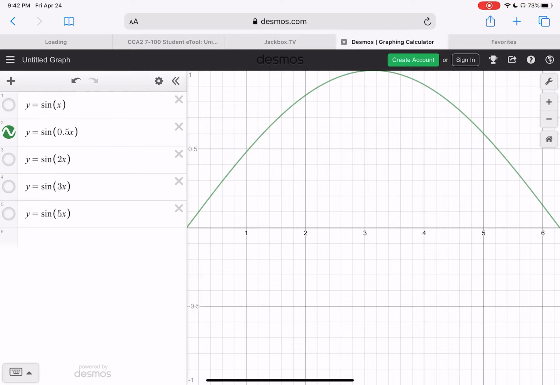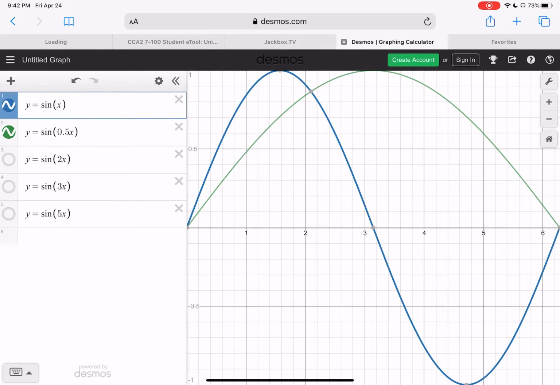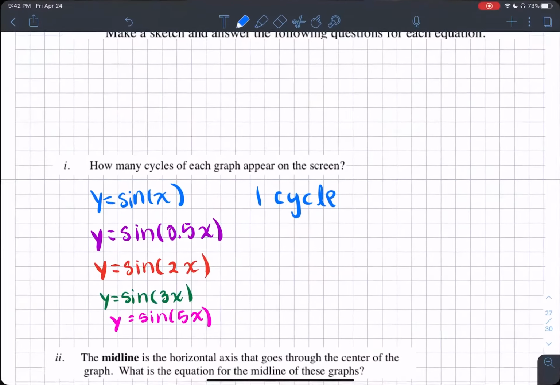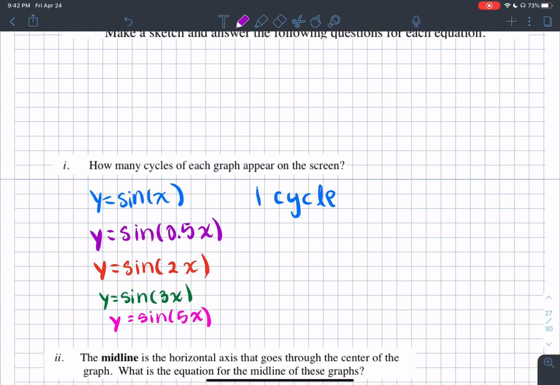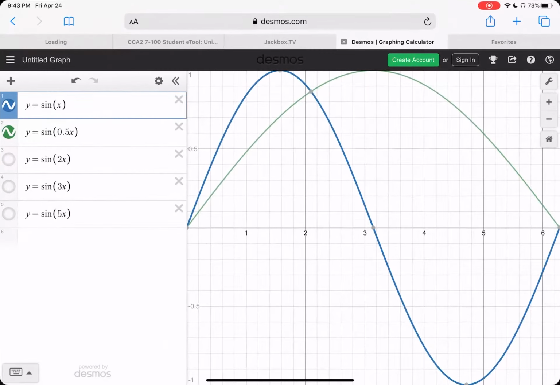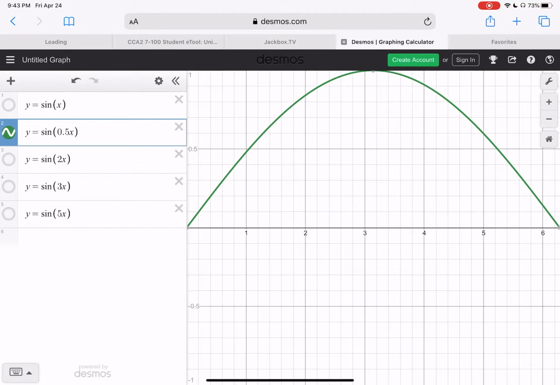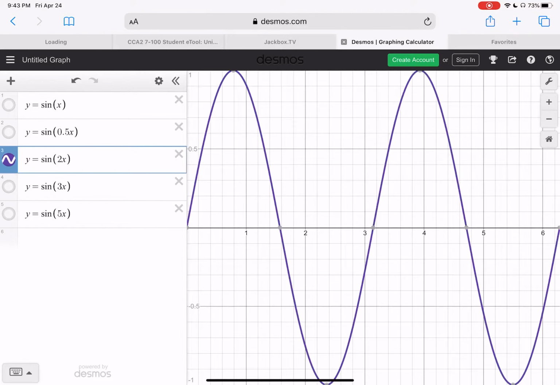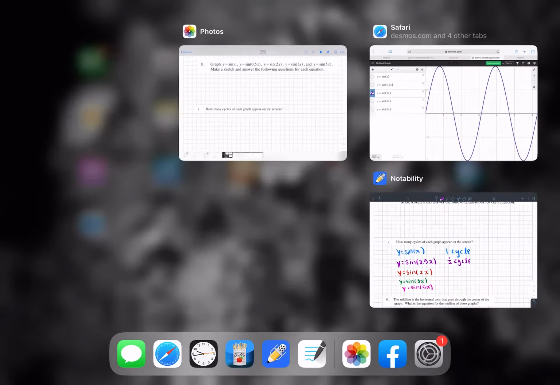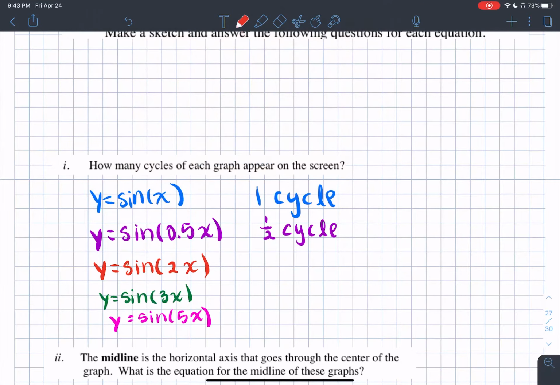So y equals sine of 0.5x only goes up and then down. We see that one full cycle for sine goes up, down, and then back up. So it actually only has 1/2 of a cycle. Now if we're looking at y equals sine of 2x, it goes up, down, and back up, and then does it again. So we have 2 cycles.